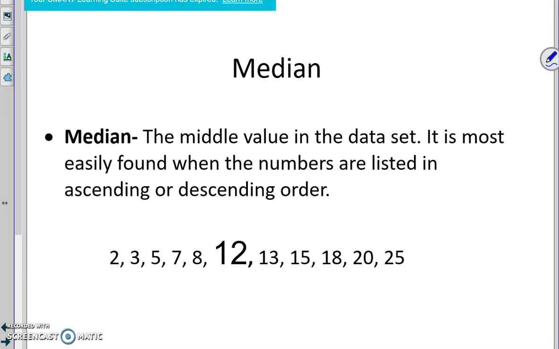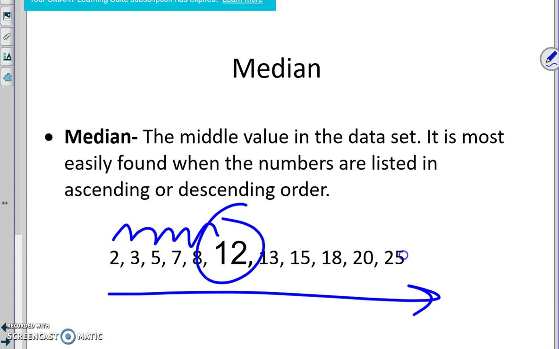The median is the middle value in the data set. It is most easily found when the numbers are listed in ascending or descending order. So when you put them in order, the median is simply the middle one. So we put these in order, 2, 3, 5, 7, 8, and so on. How many are there? 1, 2, 3, 4, 5, 6, 7, 8, 9, 10, 11. So with 11, there's going to be 5, and 5 makes 10. So this is going to be the sixth one, the one in the middle. But you've got to put them in order.